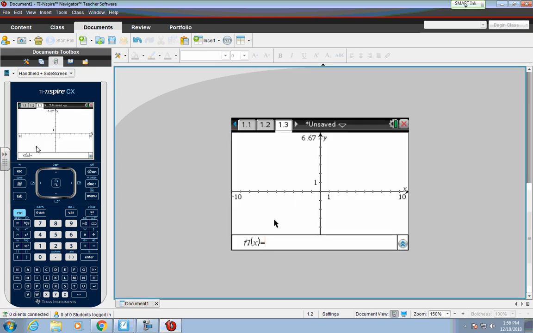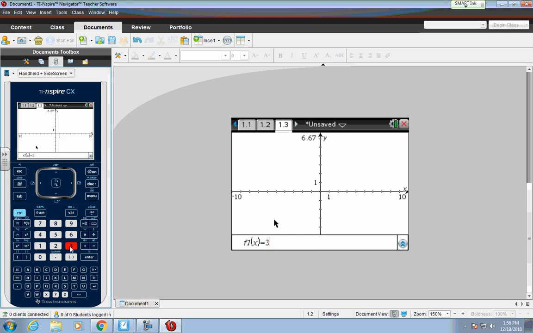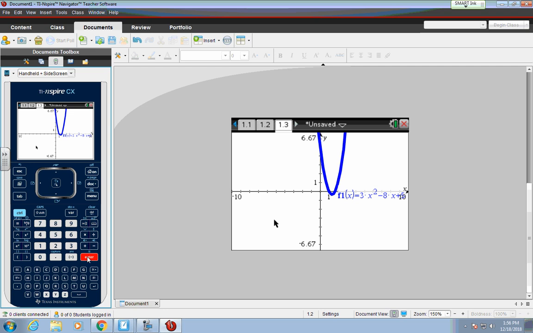So when you plug them in, you have your 3x squared minus 8x plus 5. Nobody's here to correct me if I put something wrong. Put it in, tab it for the next one. And then we have 4x plus 5. Enter. Okay. So you can see 1 point of intersection.